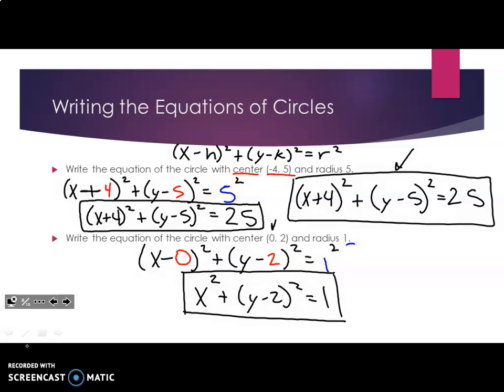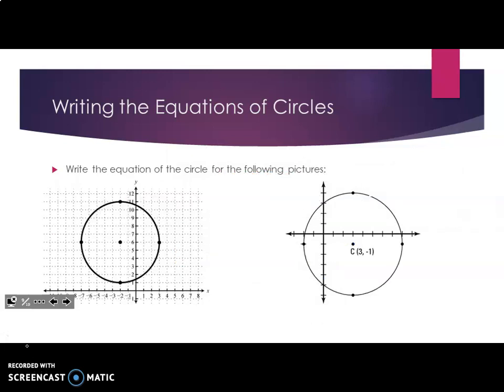We talked about that. When you just see an x squared by itself, that means there was a 0 over there for the x. So that should jog your memory on that. Okay? So next slide then. Now I've given you guys pictures. It's the same thing. Identify what the center and what the radius is, and then put it into the equation for your circle. Pause this video. Try this on your own.